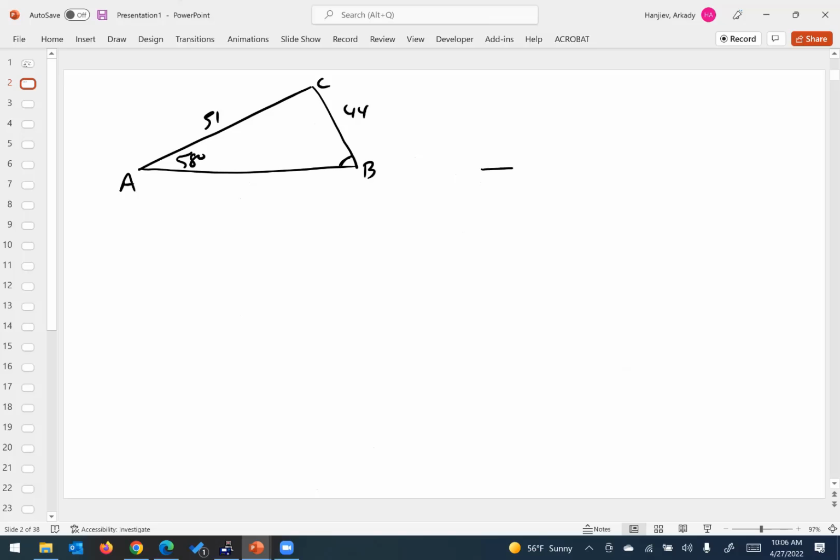The other case is going this way now. A prime, we call it B prime, C prime. Remember that whenever you have two cases, you list them. So this is little a prime, little b prime, little c prime. Okay.